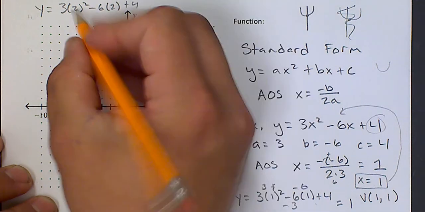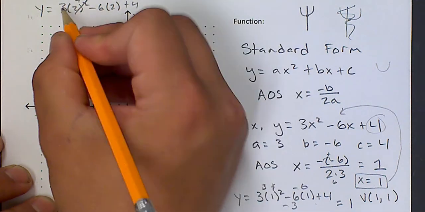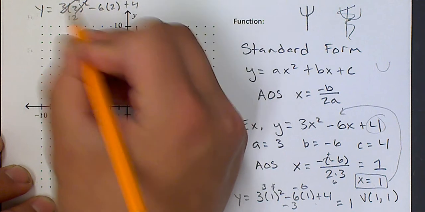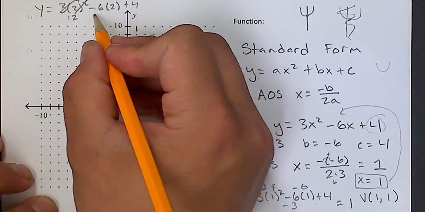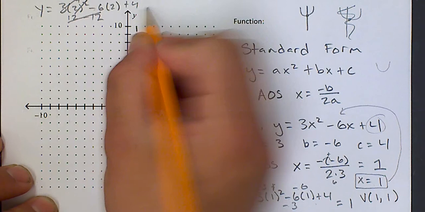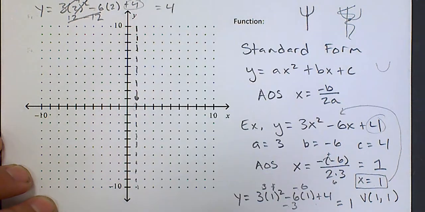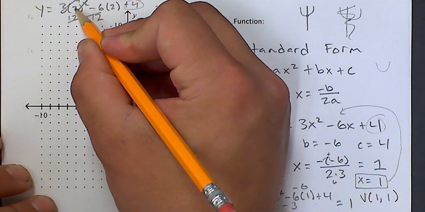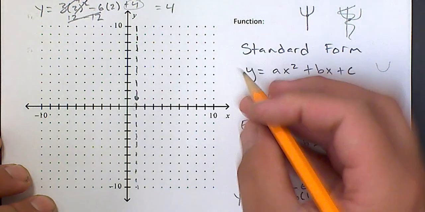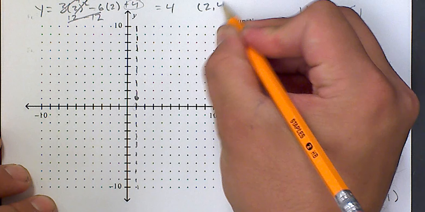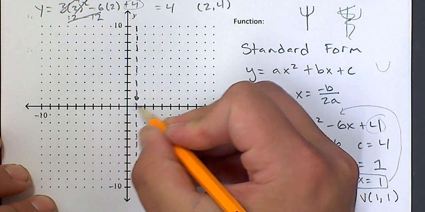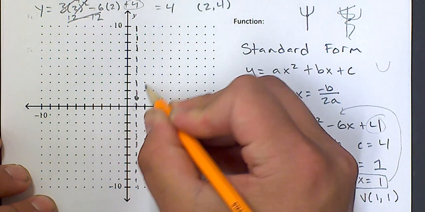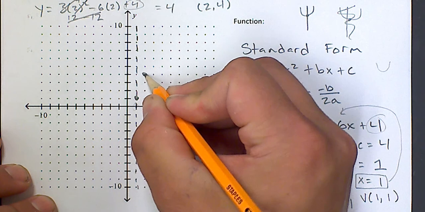2 squared is 4. 3 times 4 is 12. Negative 6 times 2 is negative 12. Those go to 0 plus 4. This is evaluated at 4. So the point I put in 2 into my function, out came a 4. The point 2, 4 lies on the graph. So we go over 2, 1, 2, up 4, 1, 2, 3, 4. Here is the other point.